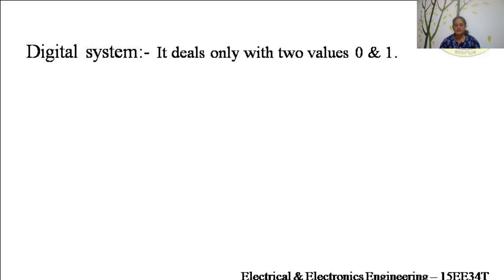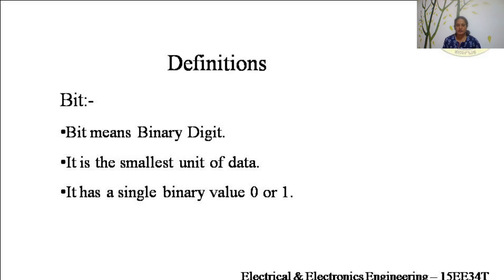Definition of digital system. It deals only with two values 0 and 1. It cannot have any other values other than these two. Definition of a bit. Bit means binary digit. It is the smallest unit of data. Its value can be either 0 or 1.